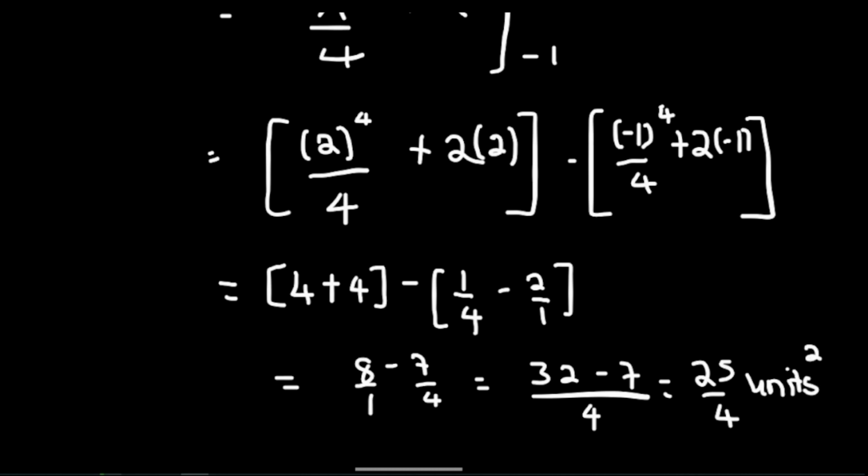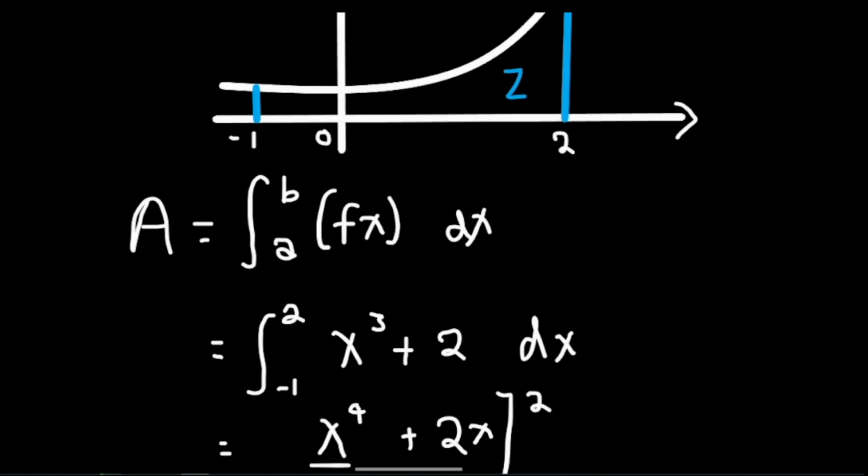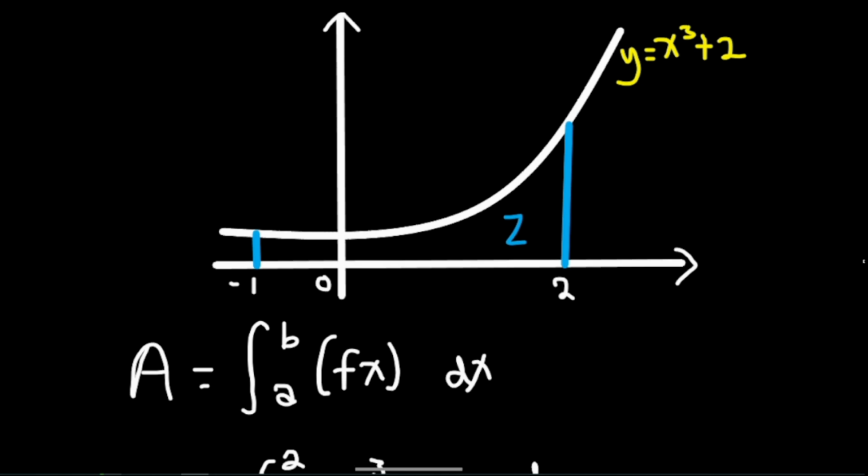So that's how we find a given area, given the function of the curve and the points at which we want to find the area.